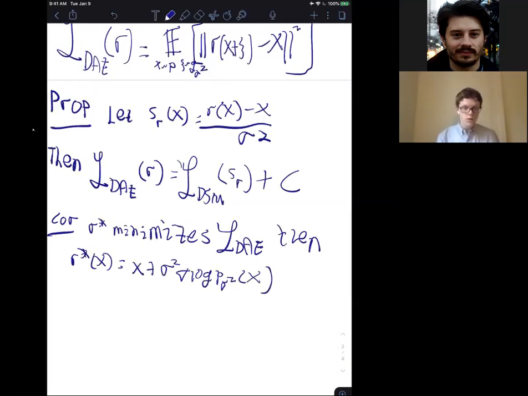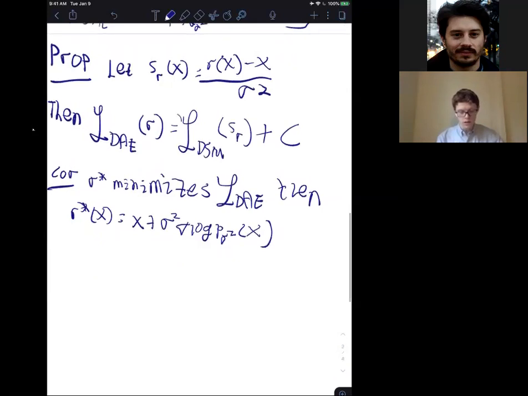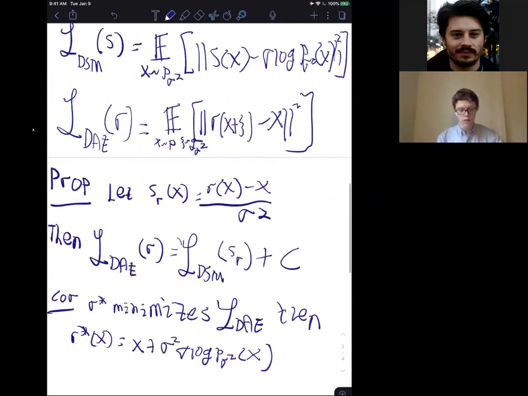The proof of this proposition is essentially just the divergence theorem and the Gaussian Stein identity, and you compute that. So I'm not going to show that here. It's available in our paper that's on the arXiv. The corollary then follows immediately, because it's quite clear what function minimizes the DSM loss.